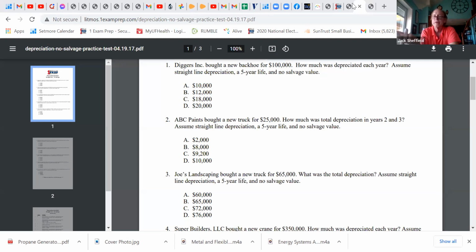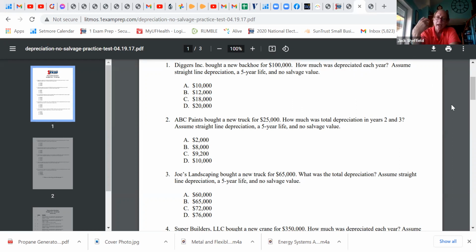But when we look at it as a whole, we say, okay, well, yeah, the answer's got to be B, 65,000, because there's no salvage value and we are going to depreciate everything. So that would be our total depreciation. Okay, well, sounds good. Hopefully we got all those right, because those are fairly simple. You should be able to get those right, especially with no salvage value.